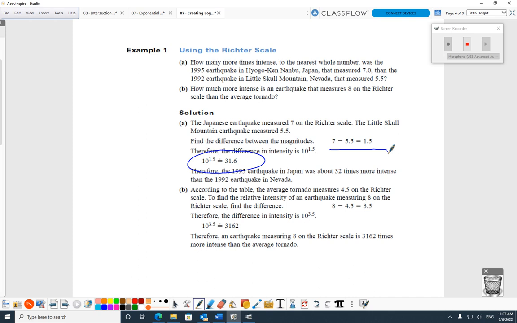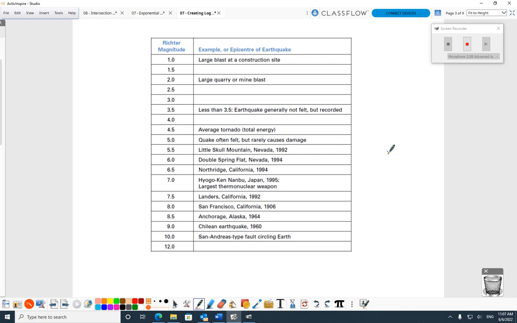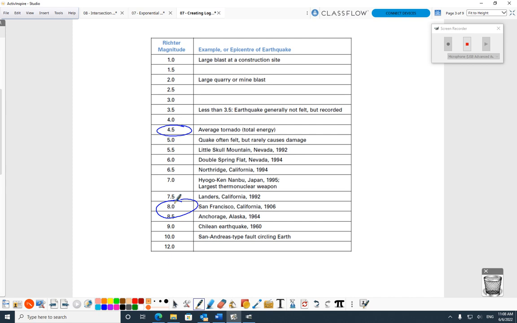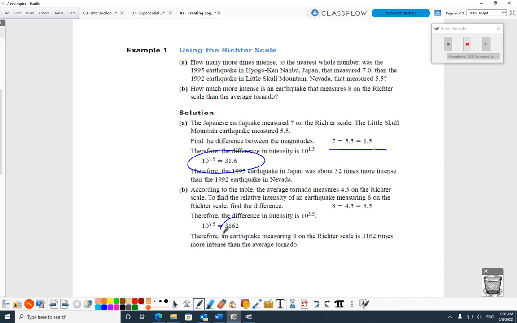So the difference on a Richter scale between two earthquakes is actually a difference in exponents. Let's do one more. According to the table, a tornado that goes through usually has an average Richter scale magnitude of 4.5. That's how much energy it releases. And it says, how much more intense is the San Francisco earthquake, a famous one in 1906 that was an 8? Well, 4.5 to 8 is 3.5. No, it was 10 to the 3.5 more, which is 3,162 times as intense.